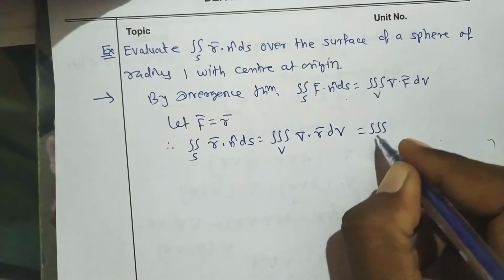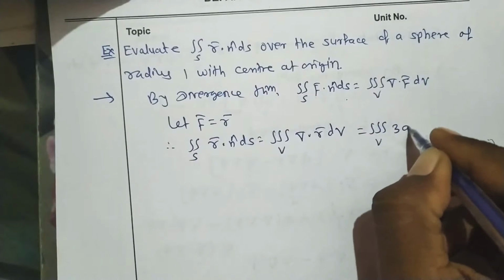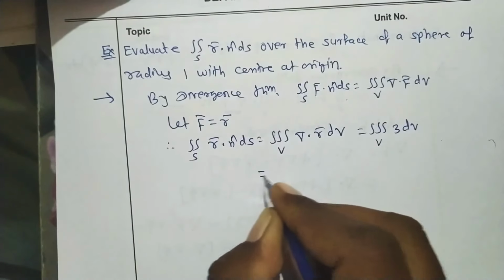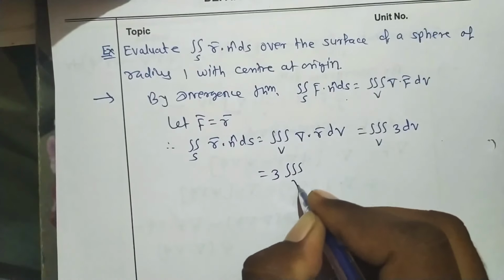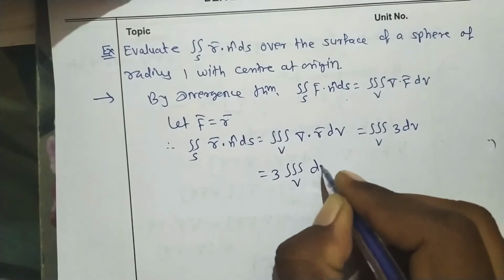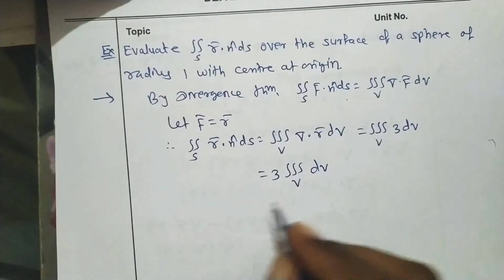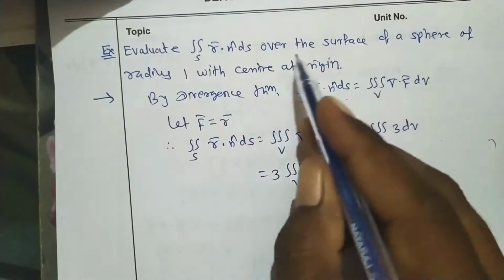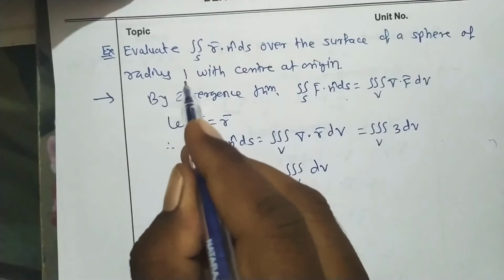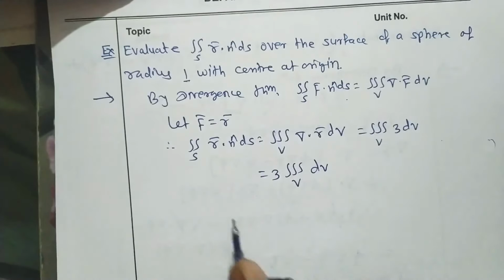So this is equal to the triple integral over V of 3 dV. We can take 3 outside the integral, so 3 times the triple integral over V dV. And what is this triple integral over V dV? V is the volume of the sphere, given it's over the surface of a sphere of radius 1 with center at the origin.